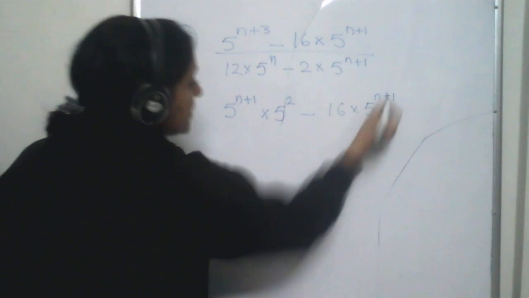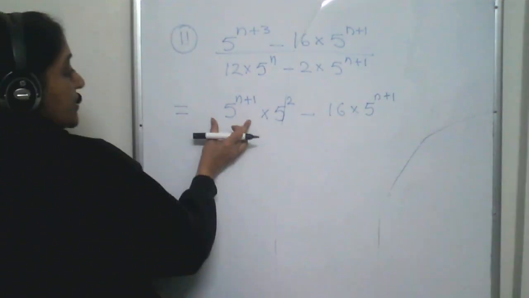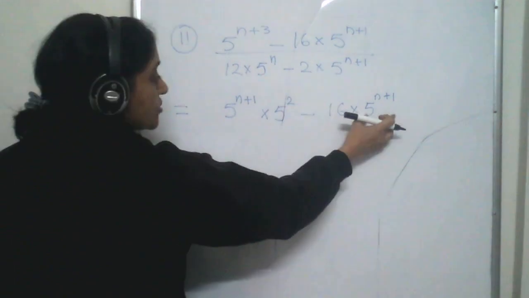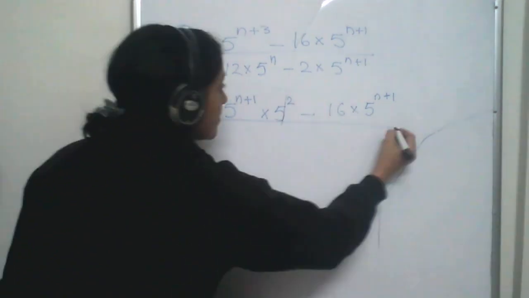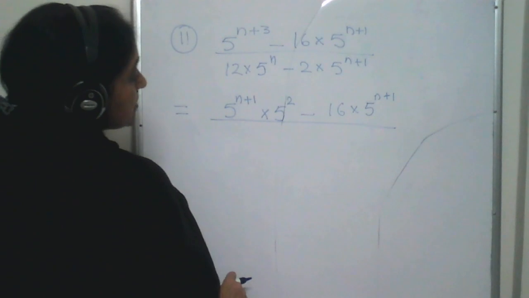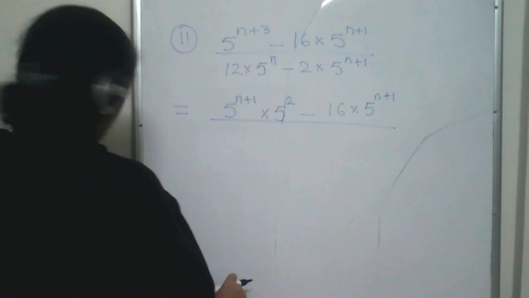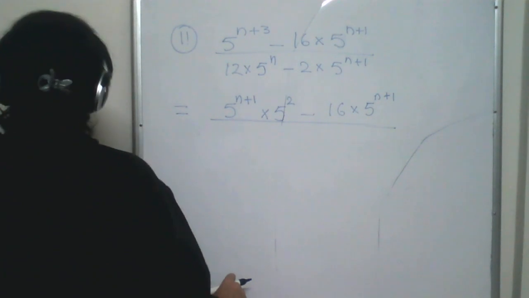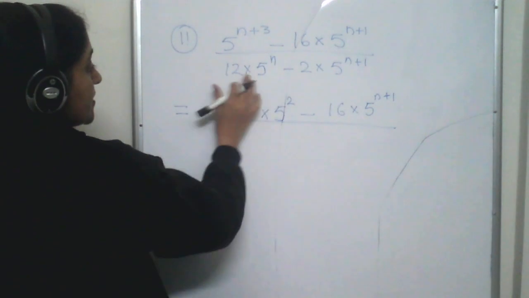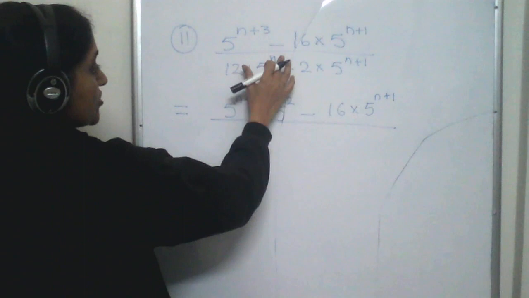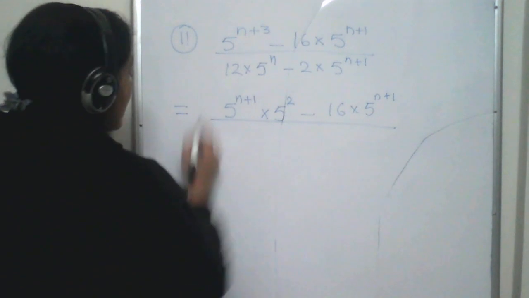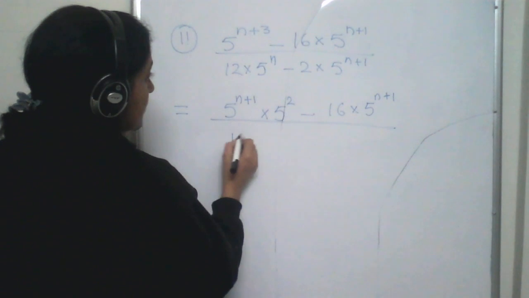Now if you are getting the feeling that ma'am has taken common 5 to the power n plus 1 because it was already here, you are right. Now here also we can do that, but is 5 to the power n plus 1 going to come out as common? No, it will not. Why? Here there is nothing that I can add. The number which is multiplied to 5 to the power n is 12. 12 is not a multiple of 5, so we have to keep it as it is.